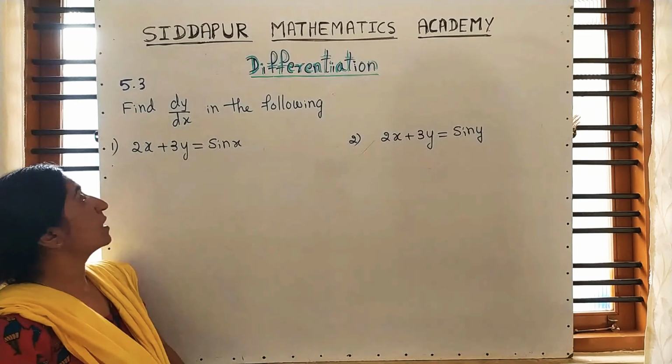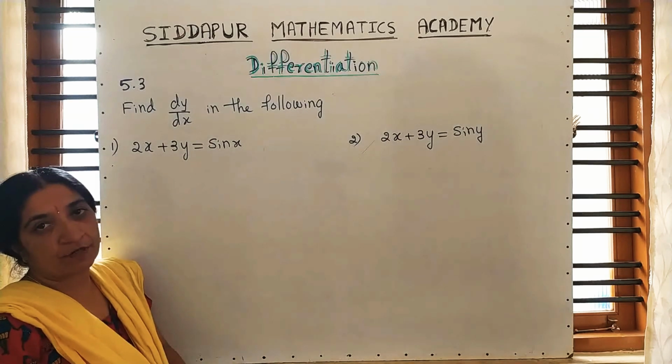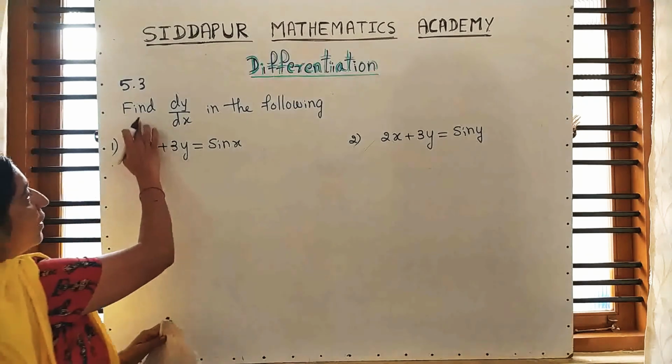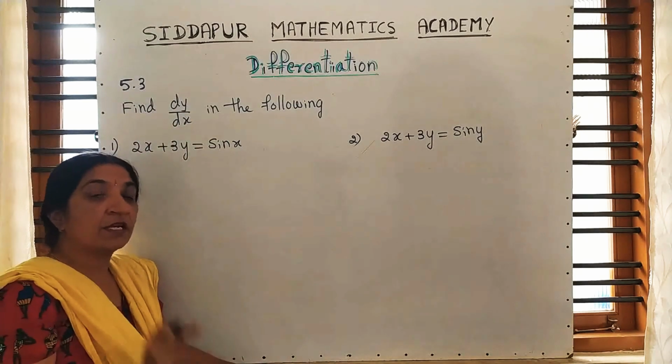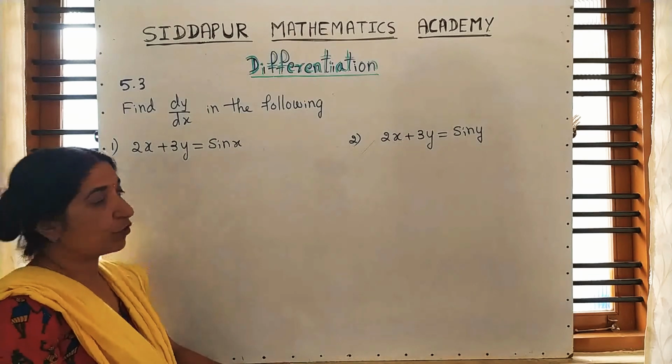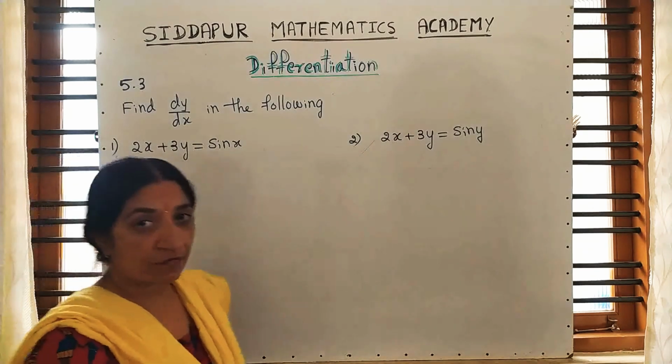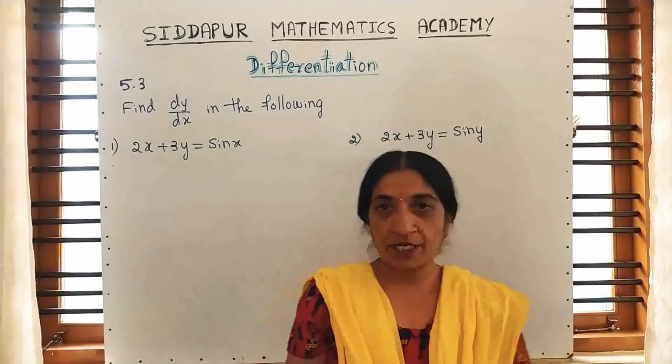In today's class, I am explaining exercise 5.3 from NCERT. Here, find dy upon dx in the following. 5.3 is related to implicit functions and inverse trigonometric functions, differentiation of implicit functions and inverse trigonometric functions.